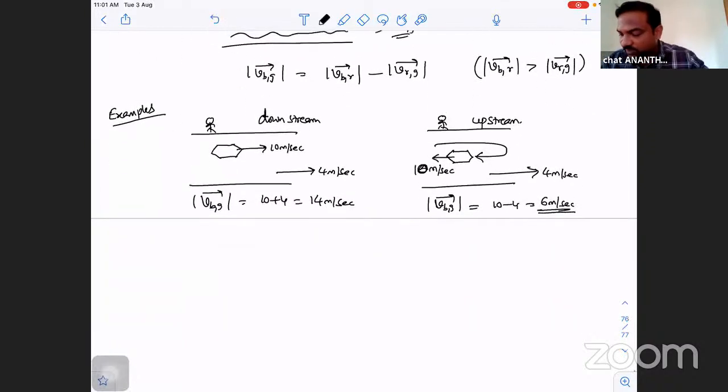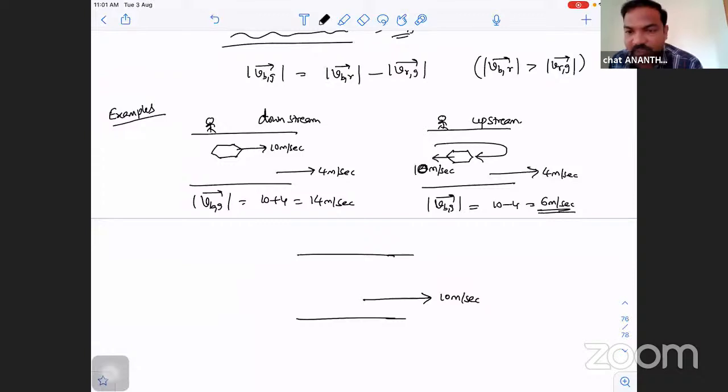Now I will give one more example. I think with this example you will understand better. Now the river is flowing with 10 meters per second. Let us say this is the line. There is a boat. The boat is going upstream and the maximum speed of the boat is 4 meters per second. Now tell me, will the boat go upstream or downstream? What is the velocity of the boat and in what direction will the boat move? Downstream.